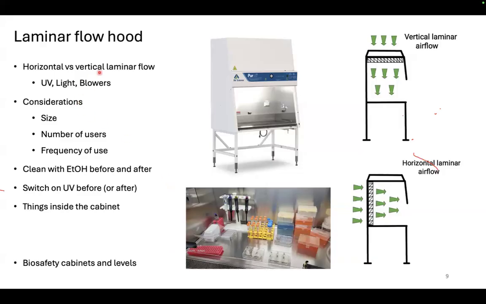So yeah, so horizontal versus vertical laminar flow. Vertical is slightly better, but both of them still don't offer any protection to the user. Typically, what you have in them is this. So blower, of course, this is where the direction of air is being controlled through. Light, here we're talking about just light, because as you can see here, there's this tube light inside it, because you don't want to work in the dark.